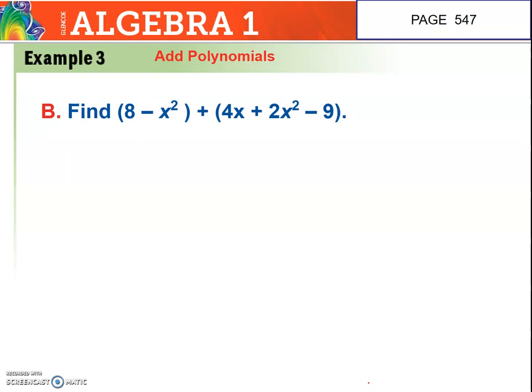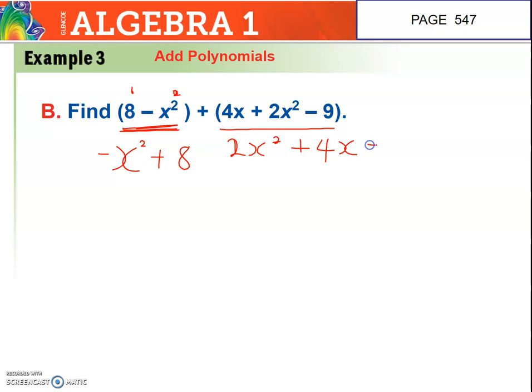Now this is a binomial and a trinomial. So in arranging, you have to do it in a standard form first before you add. So writing this in a standard form, we have negative x squared plus 8. We put this first, this has 2 and this has 0, so this first. Now the second one, in writing this in a standard form, we have 2x squared plus 4x minus 9. Then now you can use any of the methods. So I'll prefer using the vertical method.